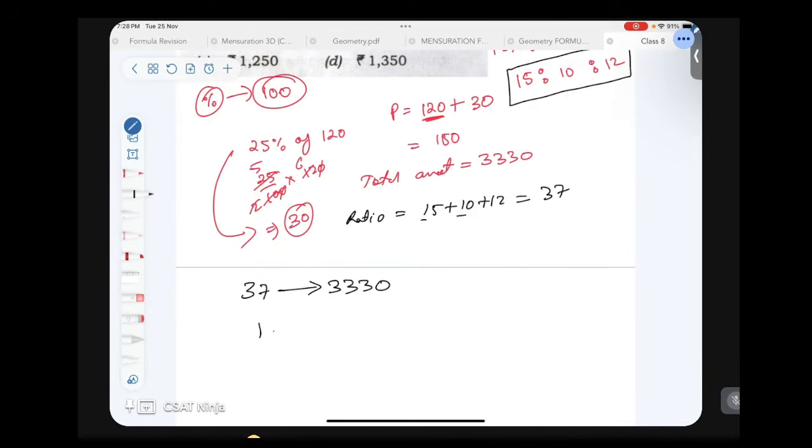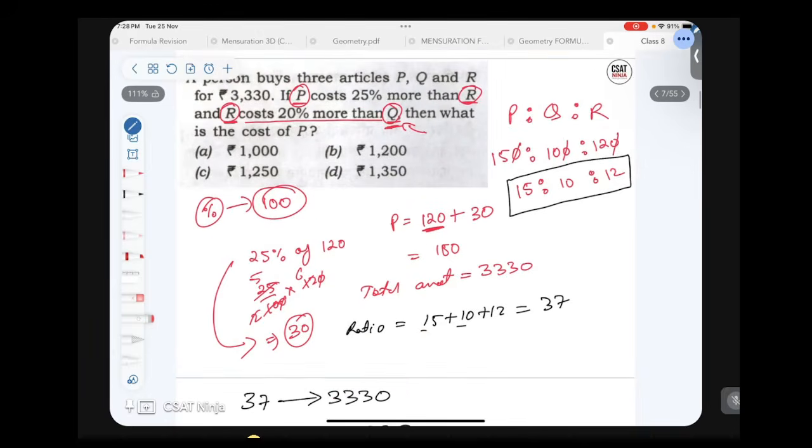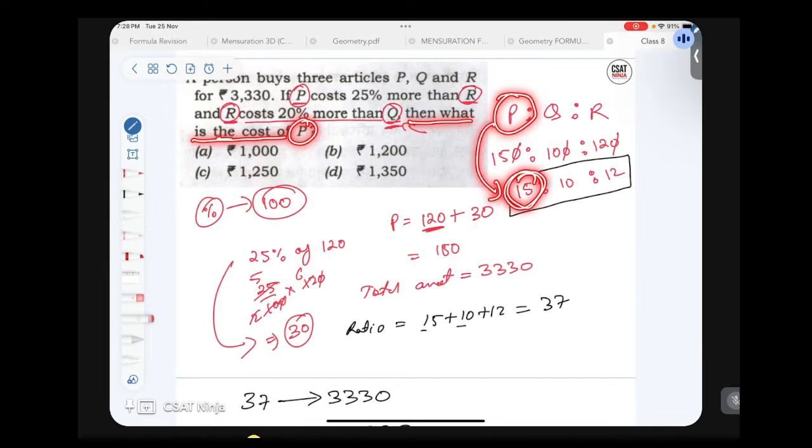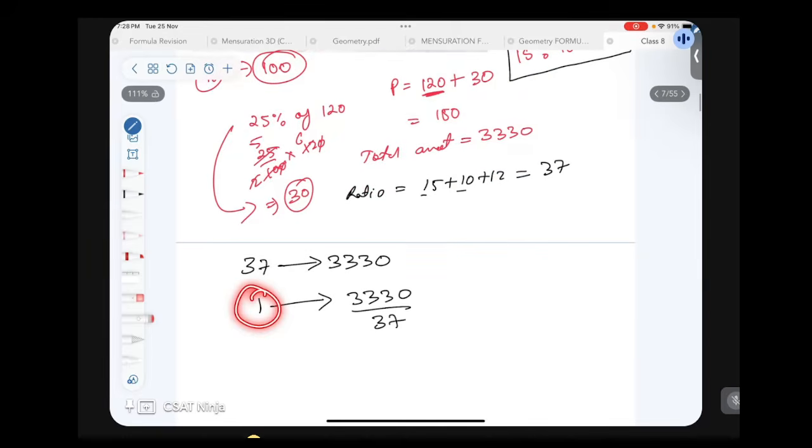So 1 in terms of ratio will represent 3,330 divided by 37. What is asked? The cost price of P. P's ratio is 15. If 1 is this one, I just need to find 15 times it, which is 3,330 divided by 37 into 15.